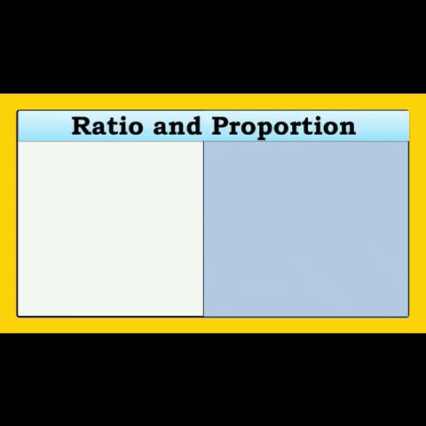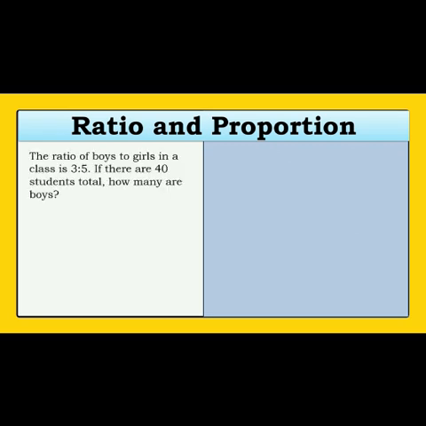We now move to one of the essential topics in the CSE exam, which is ratio and proportion. The ratio of boys to girls in a class is 3:5. If there are 40 students total, how many are boys? A 12, B 15, C 18, or D 24? What do you think the answer?